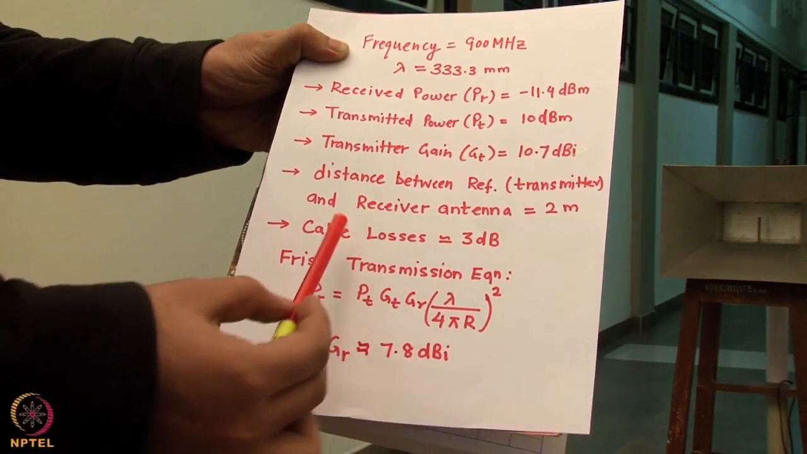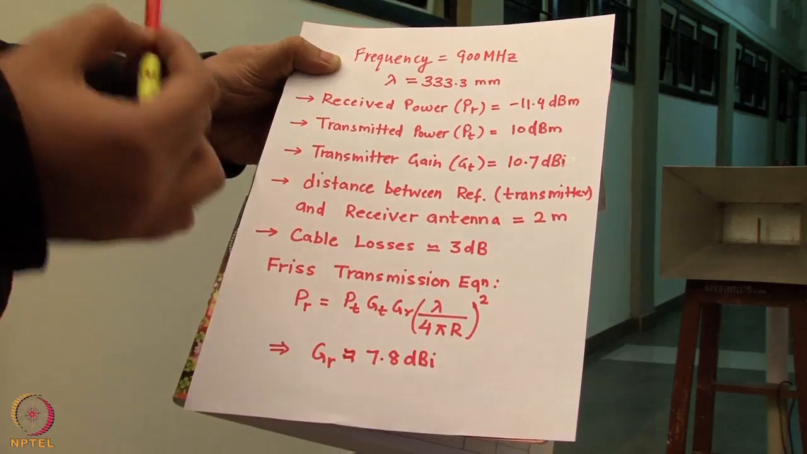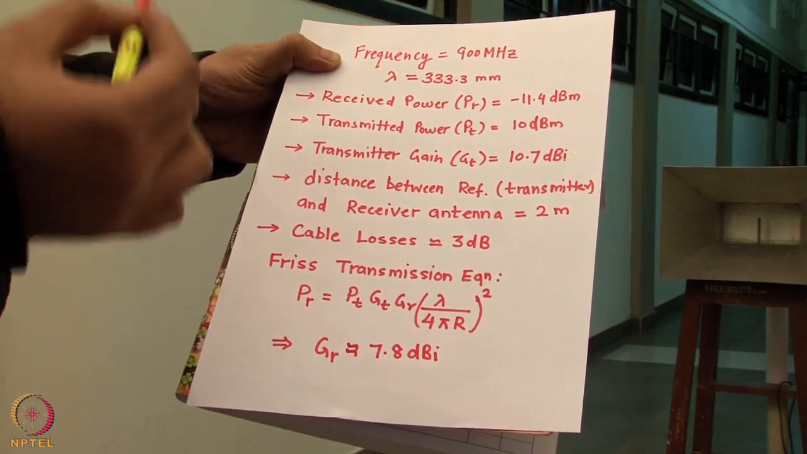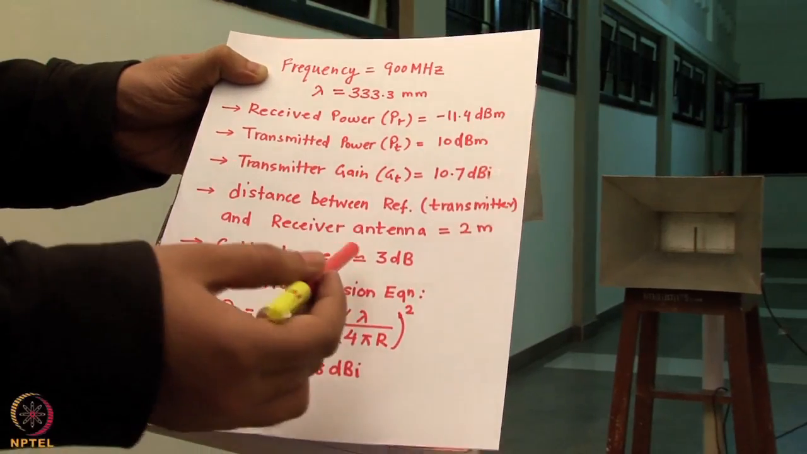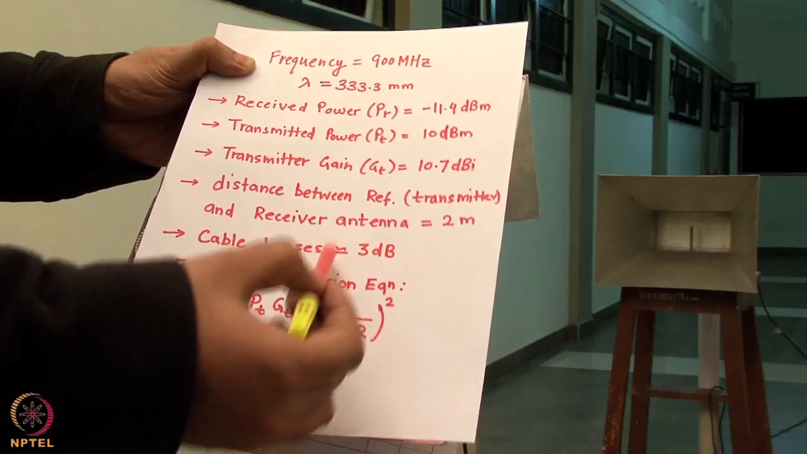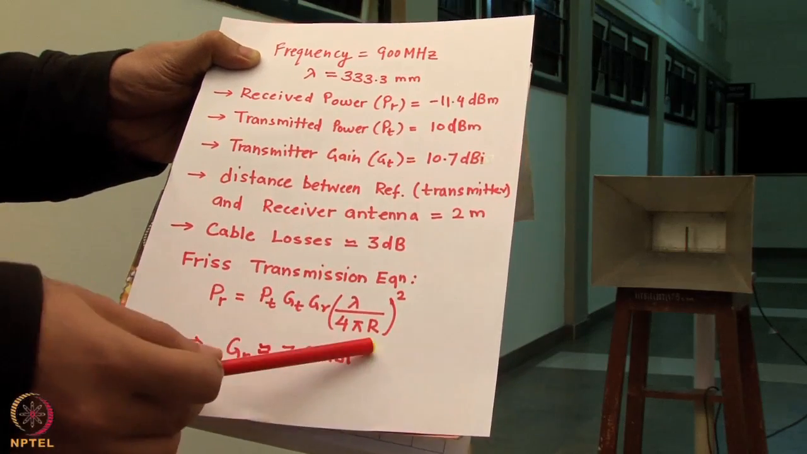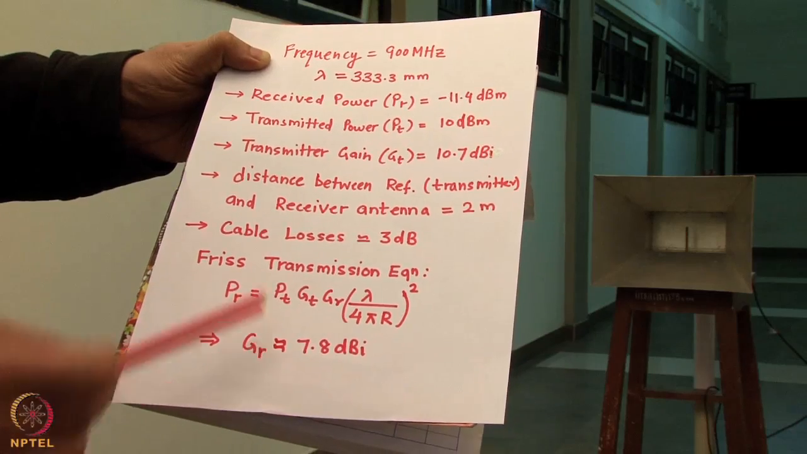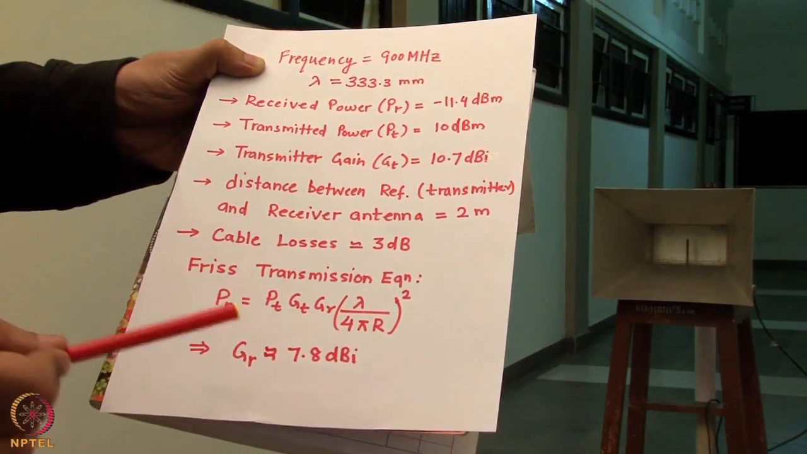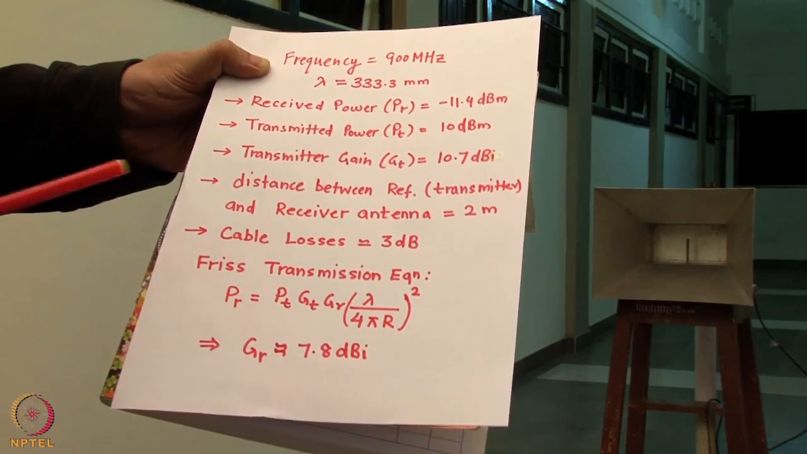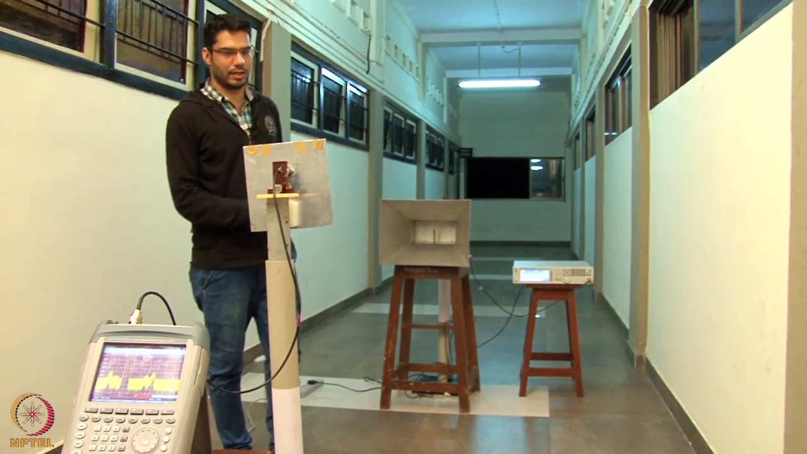Next, we have connected the transmitter antenna to the signal generator and the receiver antenna to the spectrum analyzer using coaxial cables. These coaxial cables have some losses, which we have included, approximately 3 dB. Now you can put these values in this equation and find out the gain of the receiver antenna. The gain calculated from this equation is 7.8 dBi. Till now we have measured the gain of our given antenna.